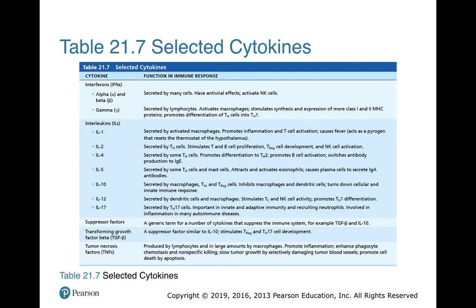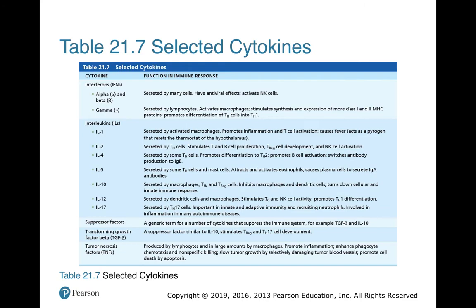Interleukin 10, secreted by macrophages, inhibits macrophages and dendritic cells, tends to turn down the innate immune response. 12 is another important one, secreted by dendritic cells and macrophages, stimulating cytotoxic T cells and natural killer cells. And interleukin 17, another one that I'm not real familiar with, is important in the innate and adaptive immunity in the recruitment of neutrophils. There are also suppressor factors, which is kind of a generic term for cytokines that suppress the immune response.